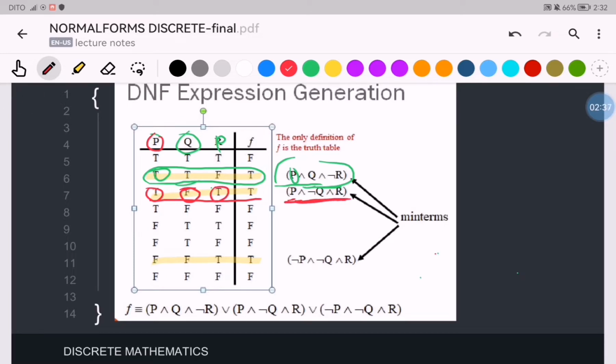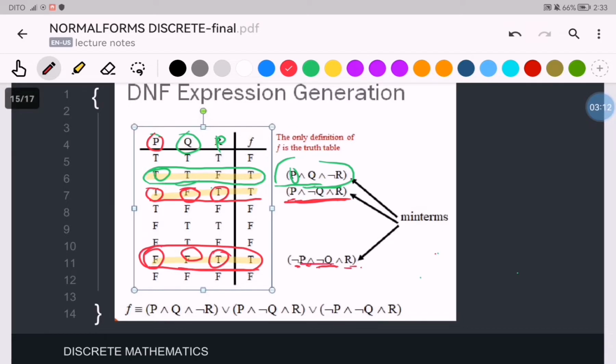The next pattern in the truth table is the last true value, which is this value. Given P is F, meaning when given F, that is negation. So, negation of P, conjunction. Follow the pattern. Next is the Q, that is false also. That is negation of Q. Then conjunction with R, that is true.